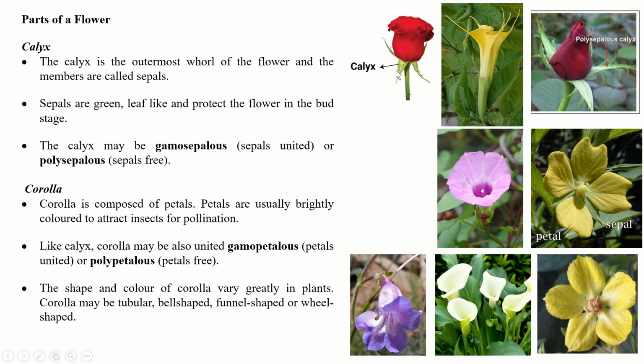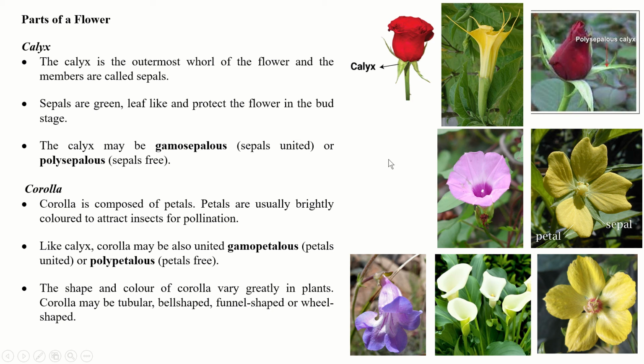Sepals, which are also called the calyx. Okay, so sepals are green in color, leaf-like appendages and protect the flower in the bud stage. So the calyx covers them when they are in bud form. So it protects the flower in the bud stage.